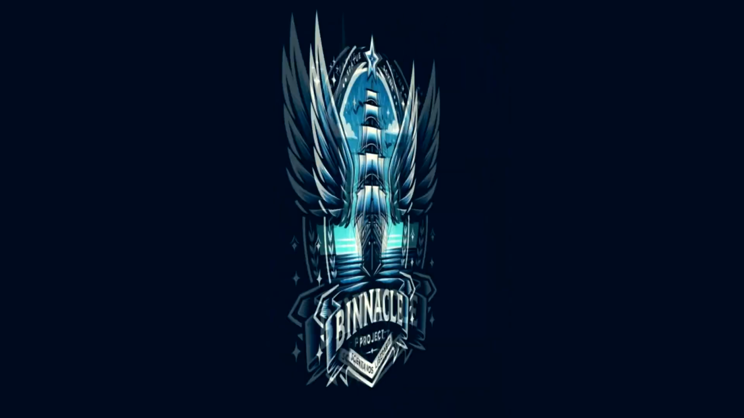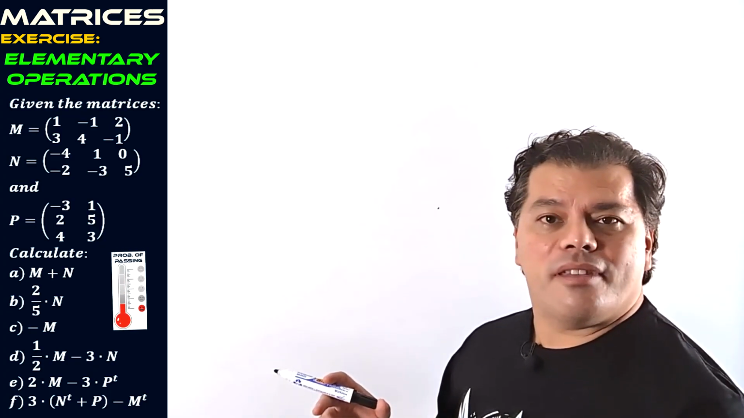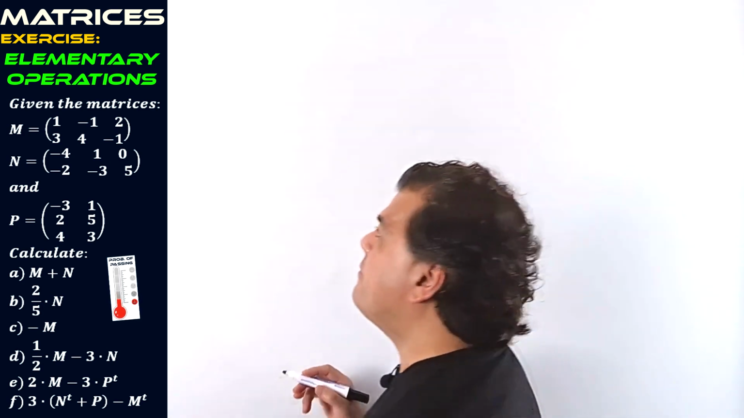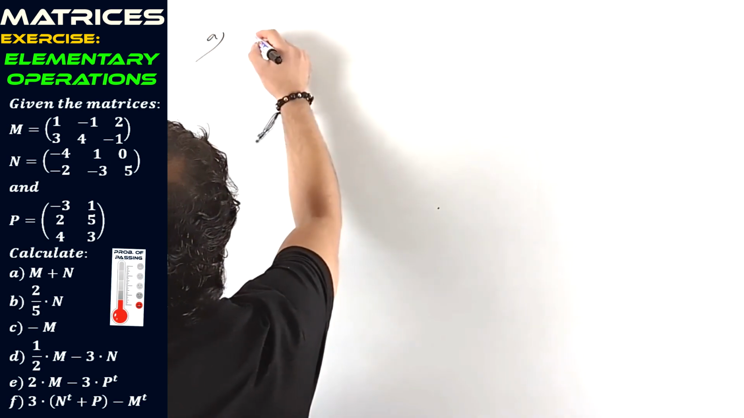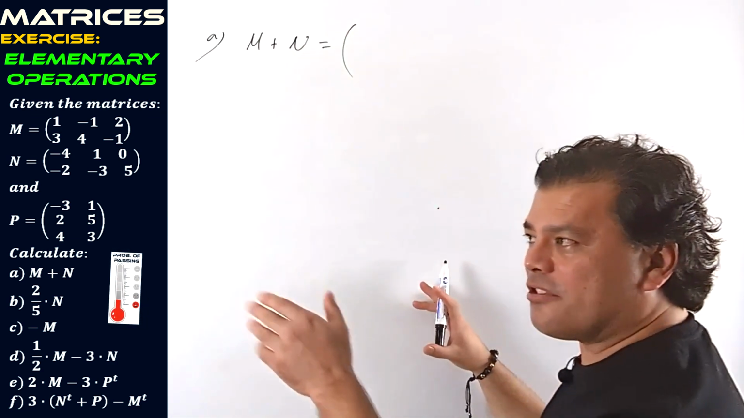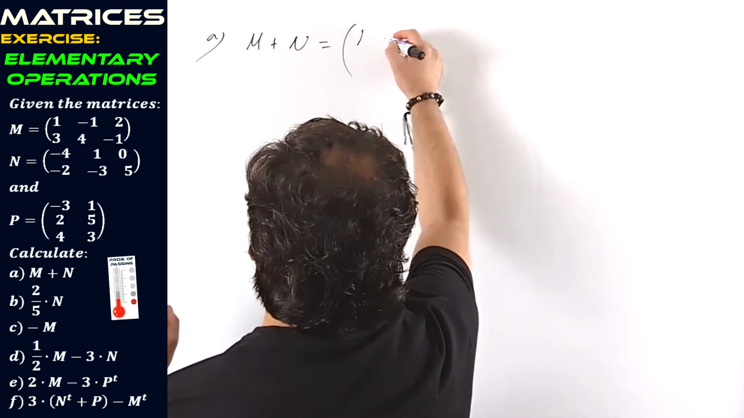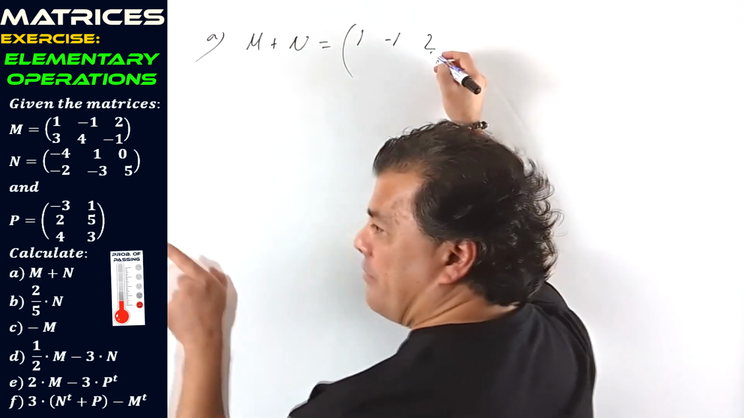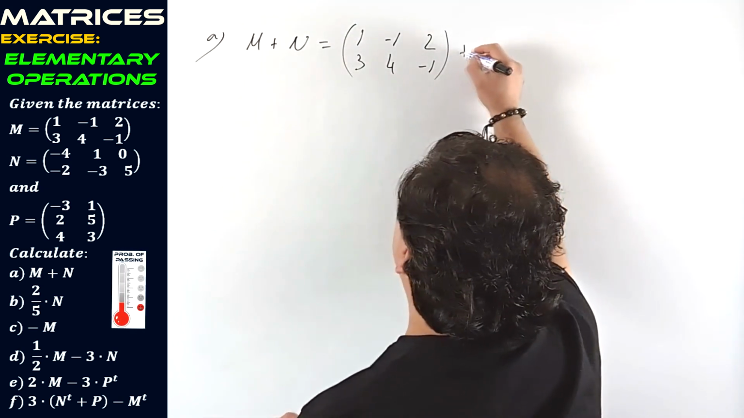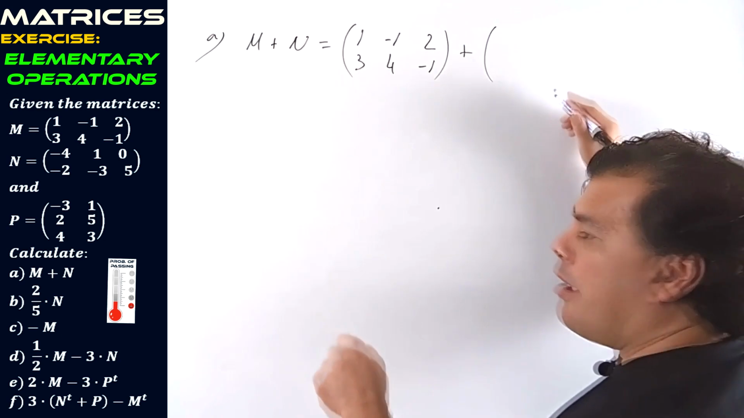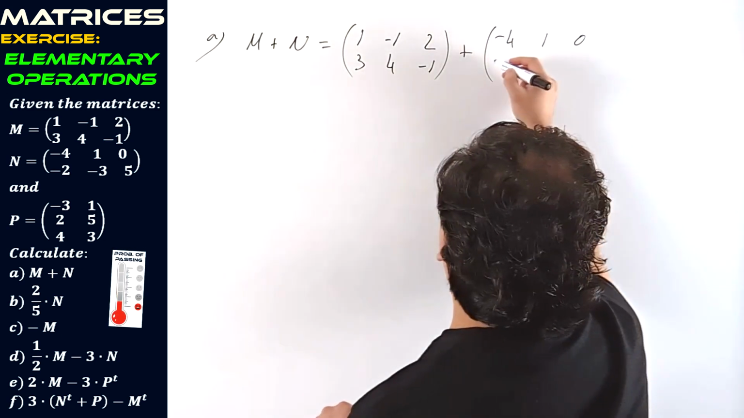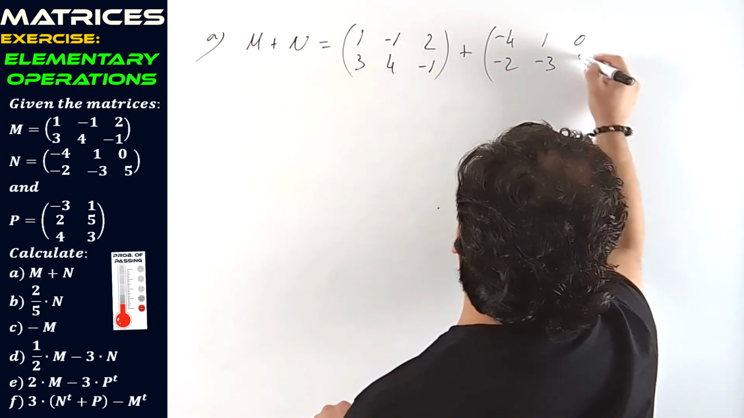First section is very easy. We just have to calculate m plus n. So what are we going to do? We just bring matrices m and n. Here you have them. Matrix m: 1, -1, 2, 3, 4, -1, plus matrix n: -4, 1, 0, -2, -3, 5.